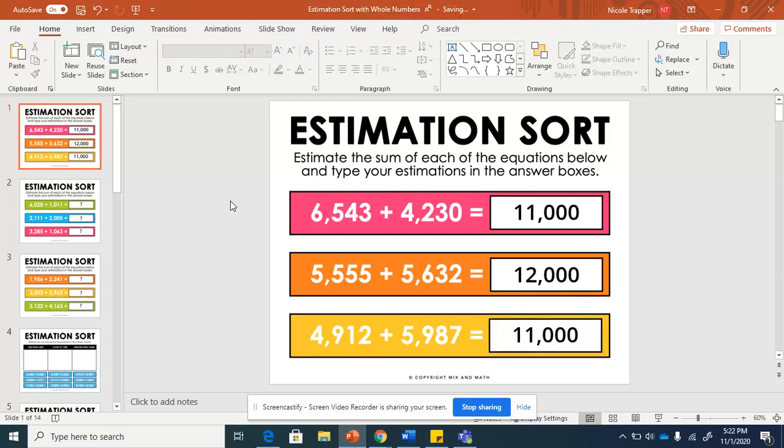So that only took me about a minute or two to be able to solve. If you're having problems with rounding, make sure you go back and watch one of our other rounding videos to be able to help you out with that.